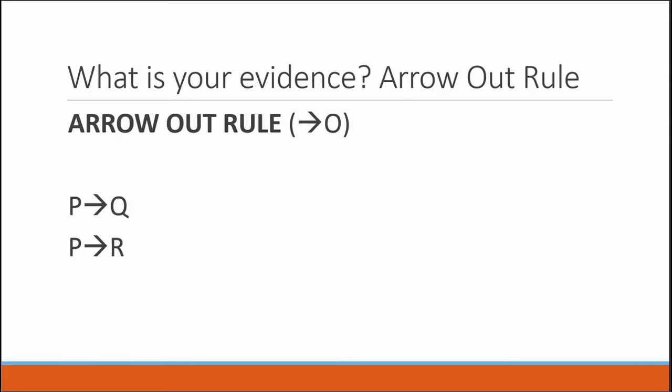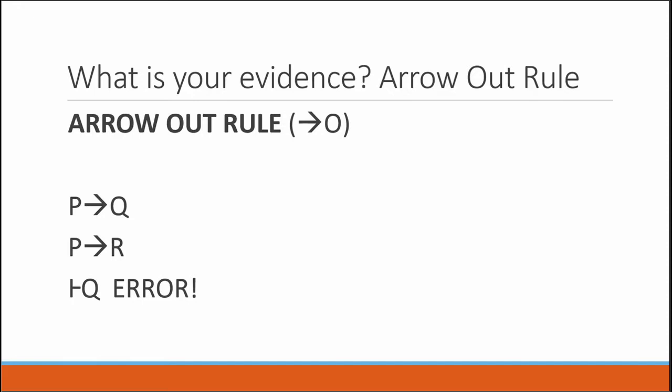Here's a case where we have two conditionals. Can we apply arrow out rule here? If P, then Q, if P, then R. Can we apply arrow out? The second conditional has P, which is the antecedent of the first conditional, but no. We cannot apply arrow out rule here because the second premise doesn't exactly match the antecedent of the first premise.